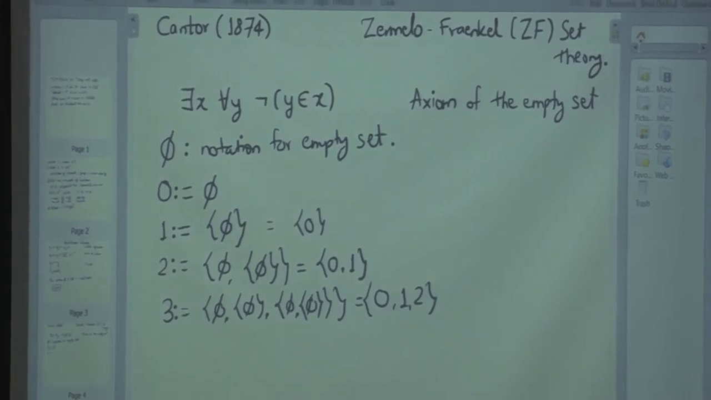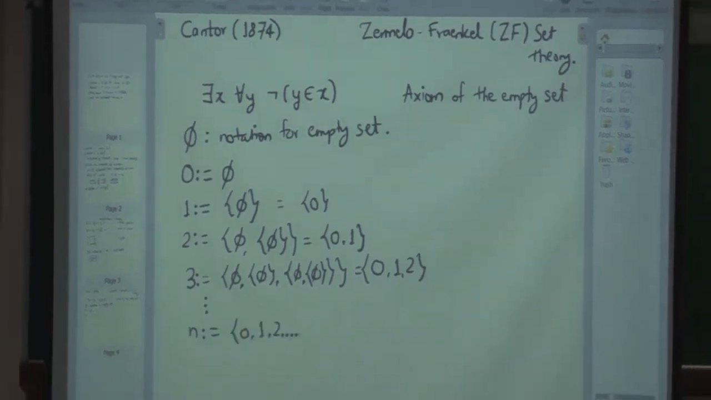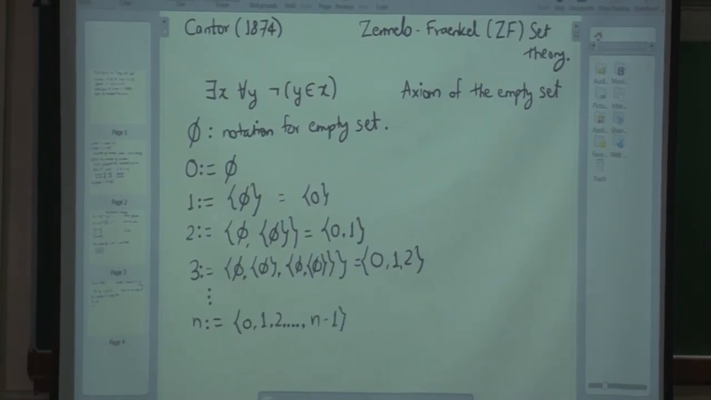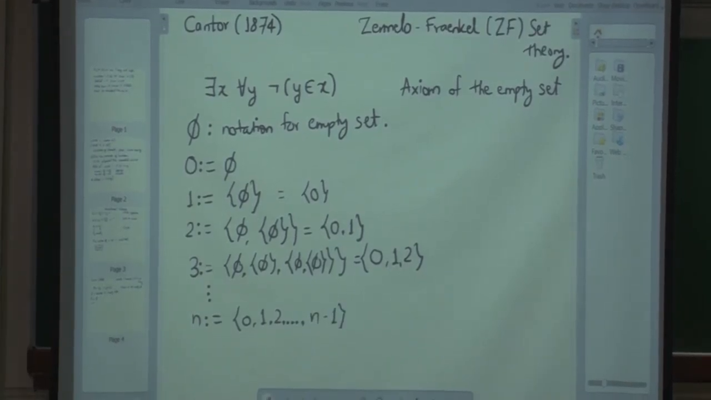In general, you know what n is now. n is the collection {0, 1, 2, ..., n minus 1}. And then the set of natural numbers, that's guaranteed by the axiom of infinity. I won't write it right now, but we won't write the set of natural numbers using this notation, we'll use the notation omega for that. That consists of 0, 1, 2, ..., n and so on, everything that we have constructed using this procedure. So these are our numbers.